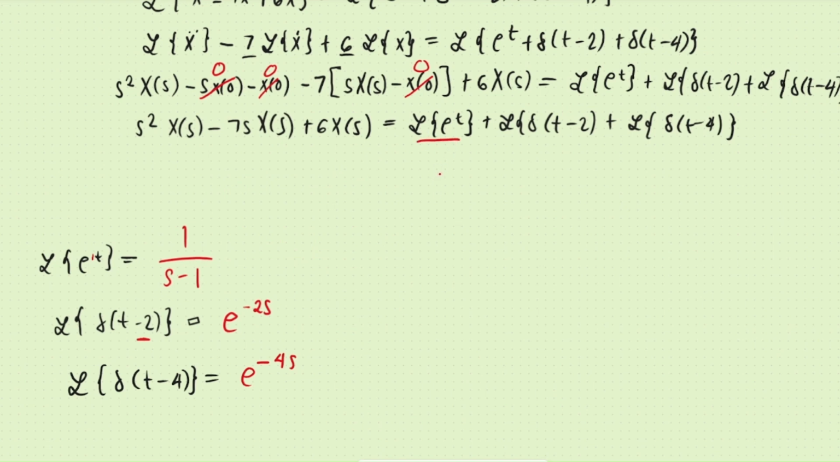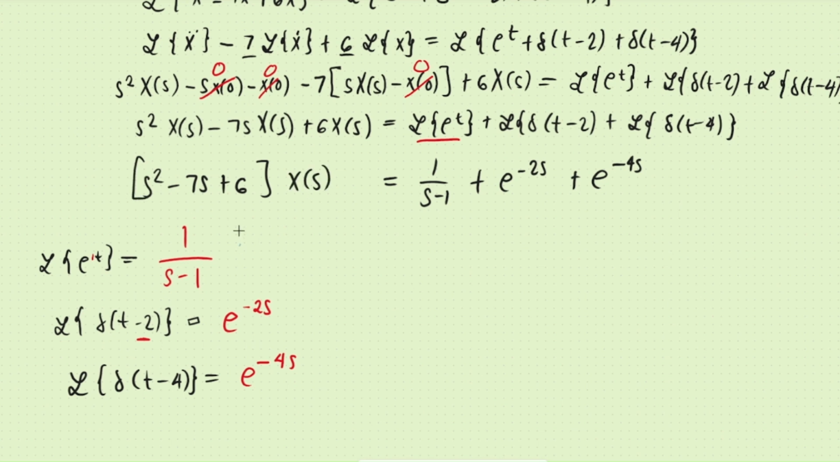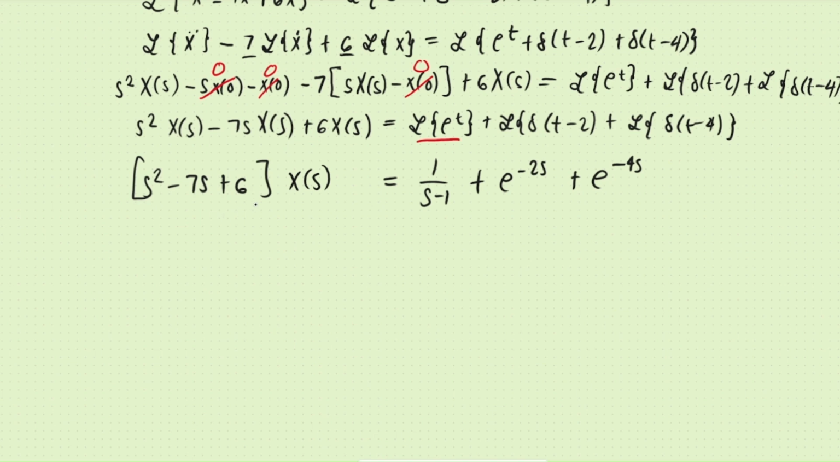The Laplace of e to the t is 1 over s minus 1, plus the Laplace of Dirac delta of t minus 2 is e to the negative 2s. The Laplace transform of Dirac delta of t minus 4 is e to the negative 4s. So that's it. And we can factor these things out. The X of s times s squared minus 7s plus 6.